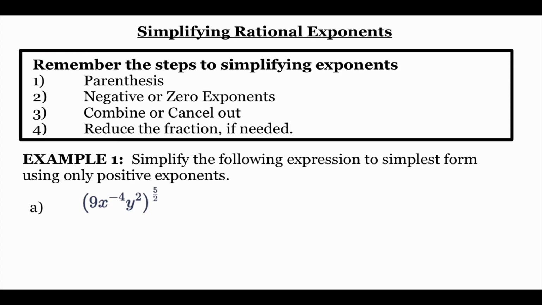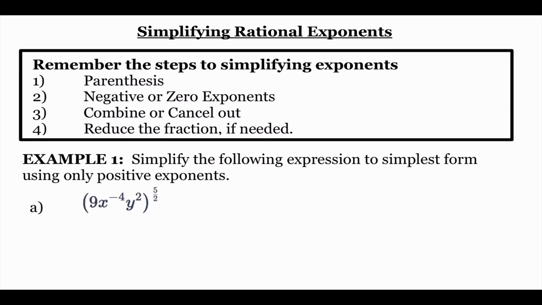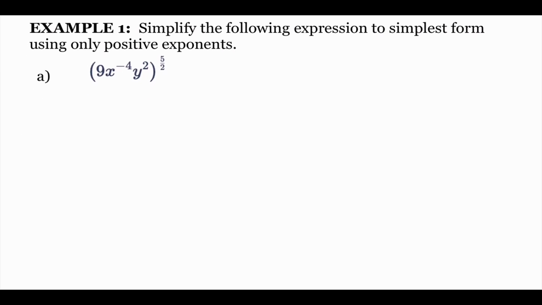Combine or cancel out. If they have the same base, like number 1 and number 5, same base, we either add their exponents or subtract their exponents. And then the last thing is reduce or simplify. Okay, so let's get started.